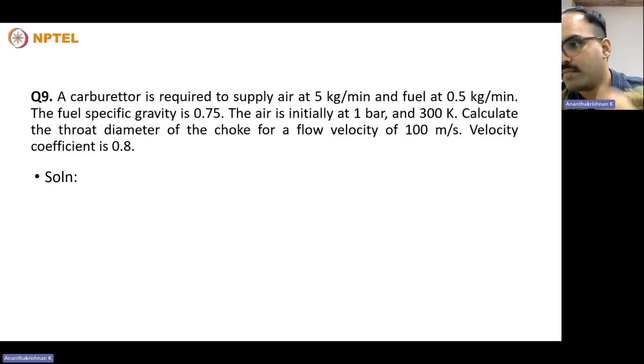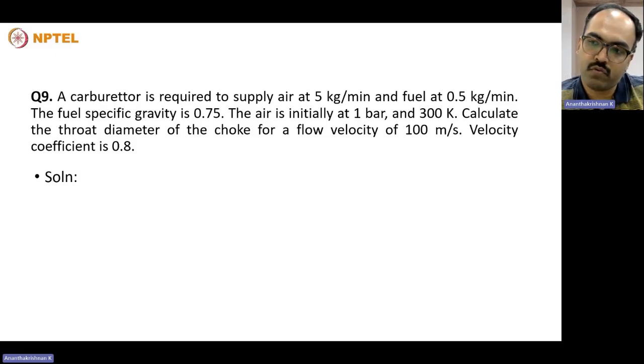This is a problem based on the IC engine carburetor. A carburetor is required to supply air at 5 kg per minute and fuel at 0.5 kg per minute. The fuel specific gravity is 0.75. The air is initially at 1 bar and 300 Kelvin. Calculate the throat diameter at the choke for a flow velocity of 100 meter per second. The velocity coefficient is given as 0.8.